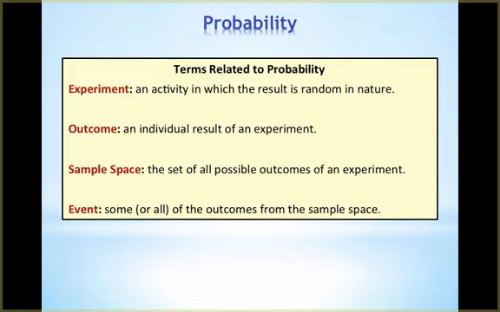include the term experiment, which is an activity in which the result is considered to be random in nature. So when we talk about experiments here, we're talking about random experiments. The outcome, that is an individual result from an experiment. The sample space is the set of all possible outcomes of an experiment. And then an event is some or all of the outcomes from the sample space. And those are usually what we're going to be trying to find, is the probability that some event will occur.